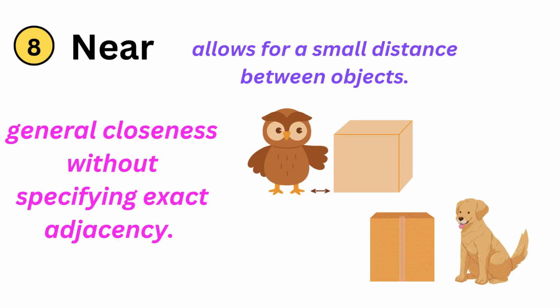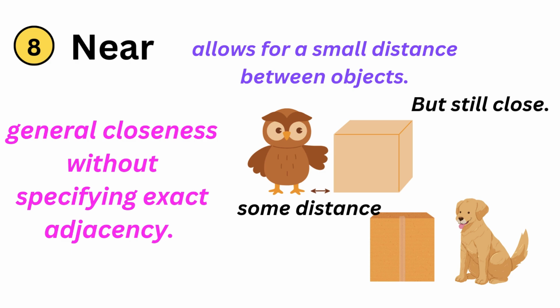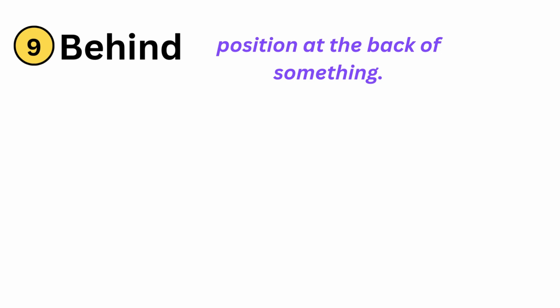Use near for general closeness without specifying exact adjacency. There may be other objects or some distance between them, but they're still relatively close. Number 9. Behind. Behind indicates a position at the back of something.